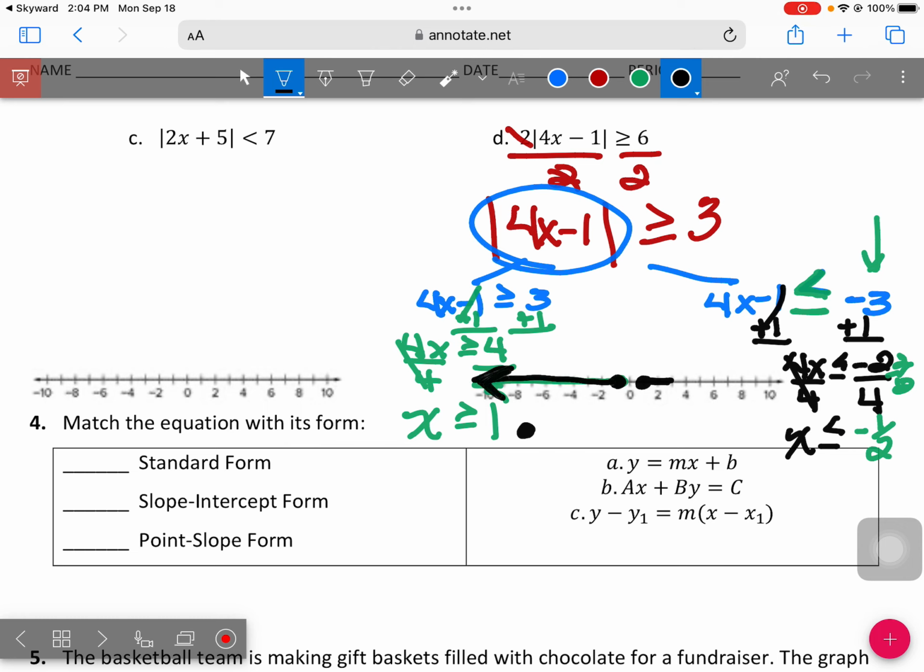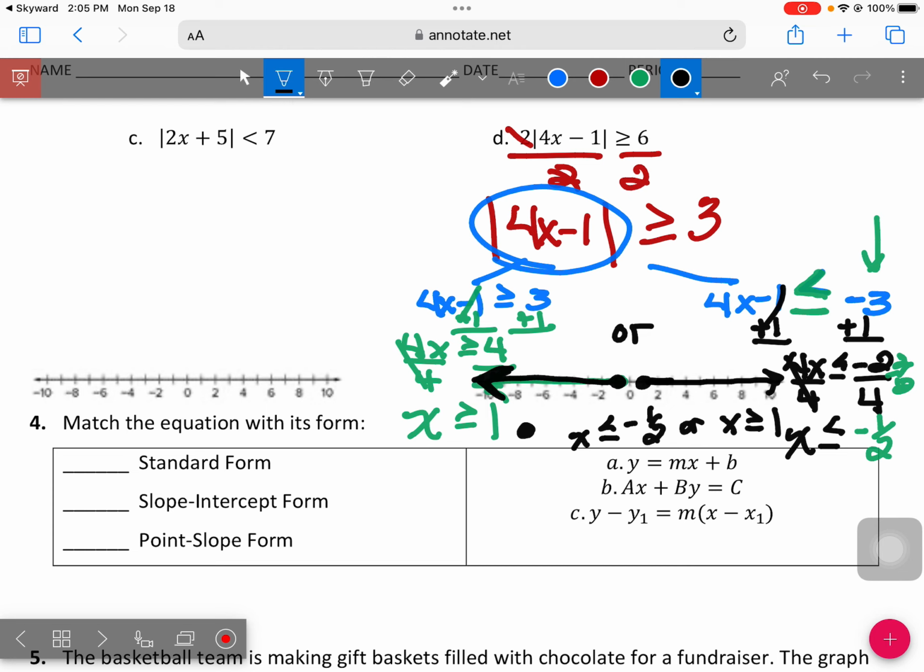So here's what your lines look like. Is this an and statement or an or statement? It's an or. They look like boat oars. They're going out, right? So this is an or statement, and I would say x is less than or equal to -1/2, or x is greater than or equal to 1. Okay?